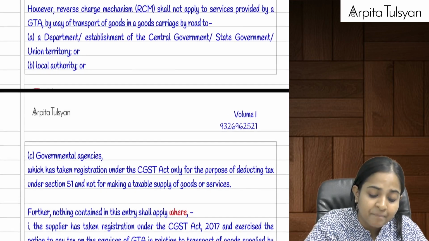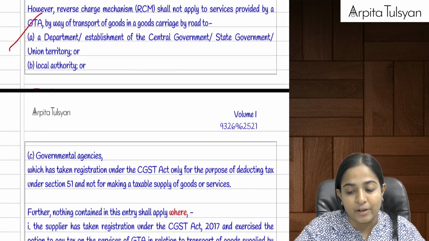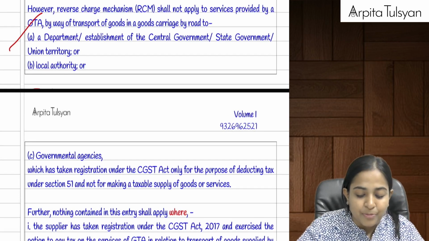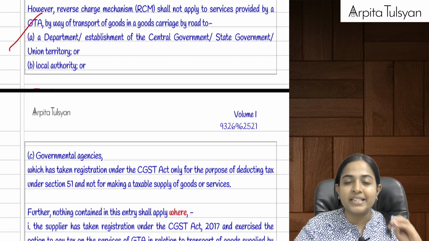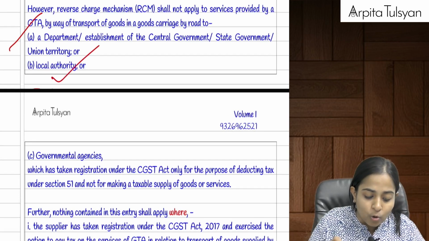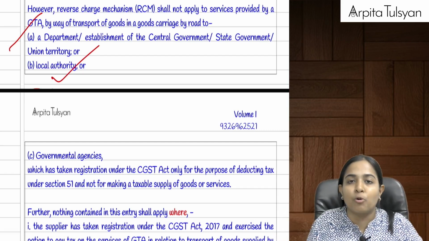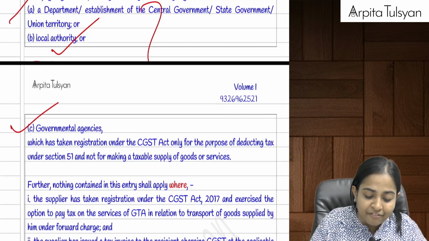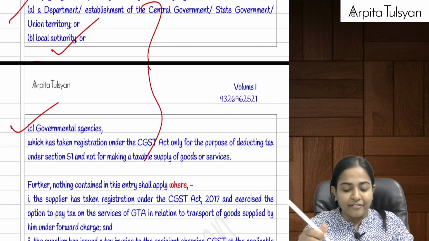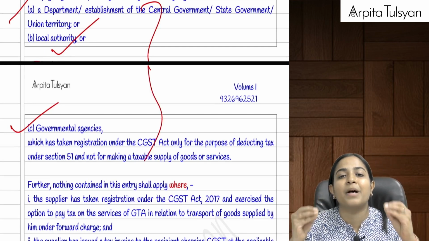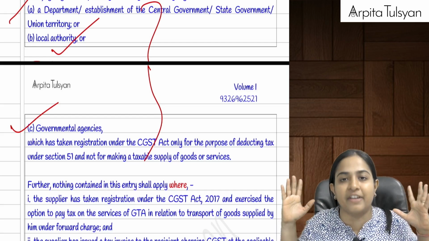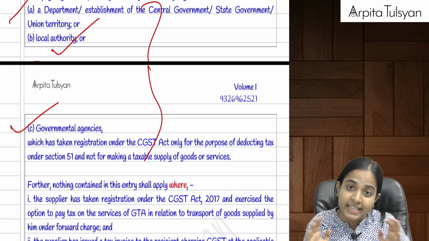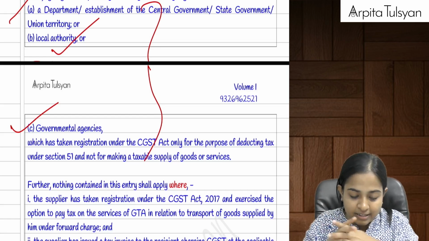Just try to understand. If the services have been provided to any department or establishment of government, central government, state government, union territory, or a local authority, municipal corporation, etc., or to any government agencies, and if these people have taken registration only for the purpose of TDS under section 51. Ma'am, what TDS is this? The income tax TDS? No, here we are talking about GST TDS, which we are going to study further.